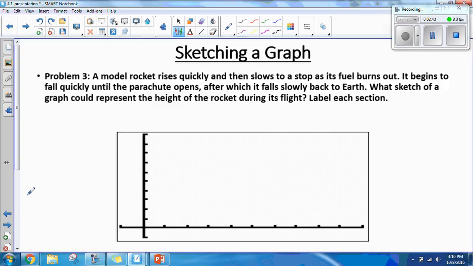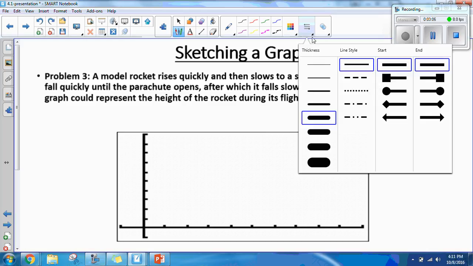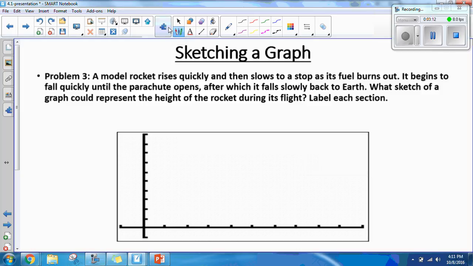Problem 3. A model rocket rises quickly and then slows to a stop as its fuel burns out. It begins to fall quickly until the parachute opens, after which it falls slowly back to Earth. What sketch of a graph could represent the height of the rocket during its flight? Label each section. So we don't have a table for our information here, but we can sketch a graph of what's happening.